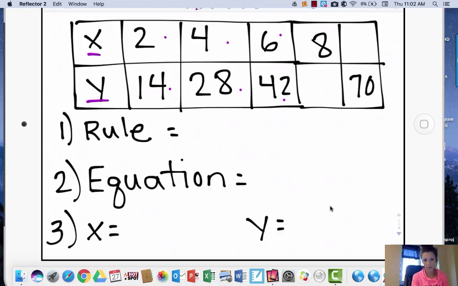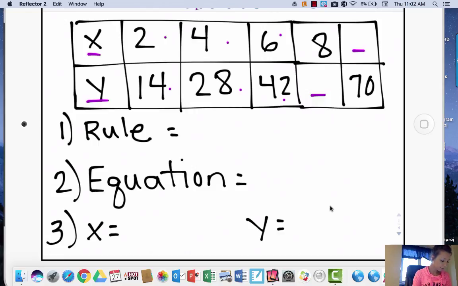With these tables, our job is to figure out what our rule is. So how are we going from x to y? Write that in an equation. And then also we have some missing boxes here and here. Using our rule and using our equation, we have to figure out what numbers go into these missing boxes.